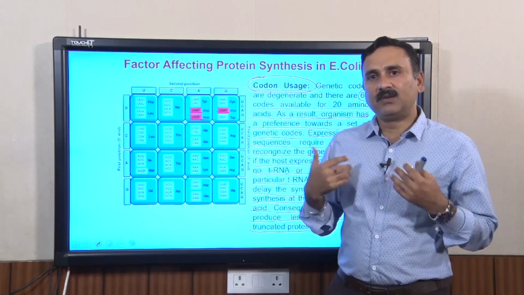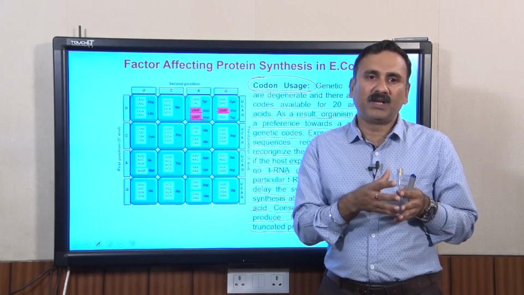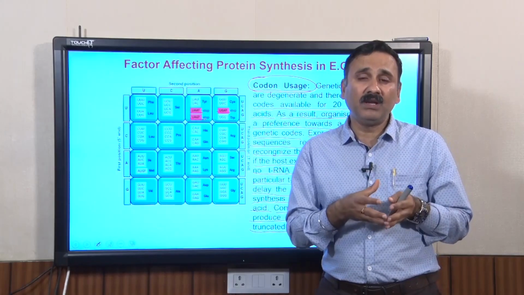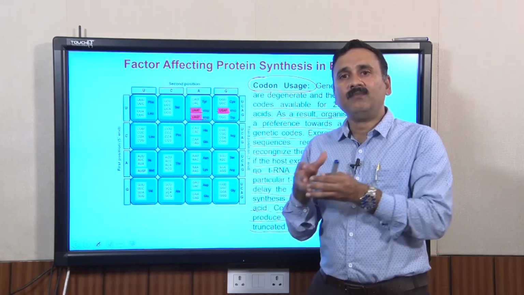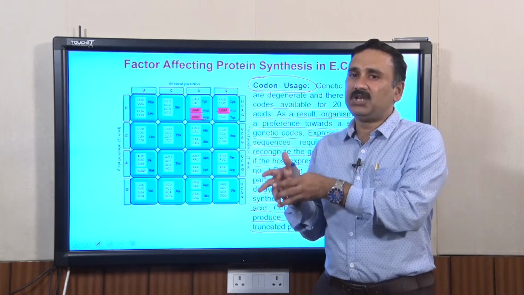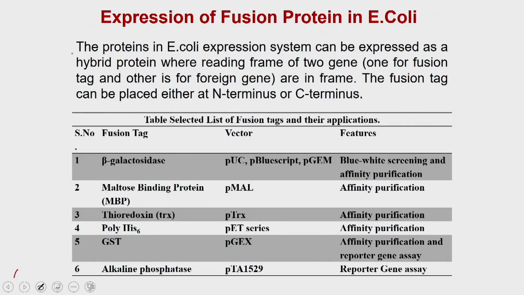Okay. So, now let us move on. The protein which you overexpress in E. coli could be overexpressed as such, as the native protein, or you can have the protein overexpressed in the form of a fusion protein, or a protein which is going to have additional tags. The protein in the E. coli expression system can be expressed as a hybrid protein, also called the fusion protein, where the reading frames of two genes, one for your foreign gene and one for the fusion tag, are in frame.